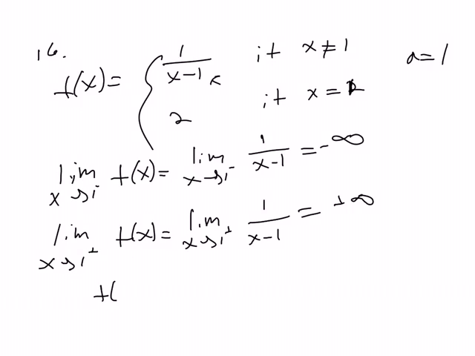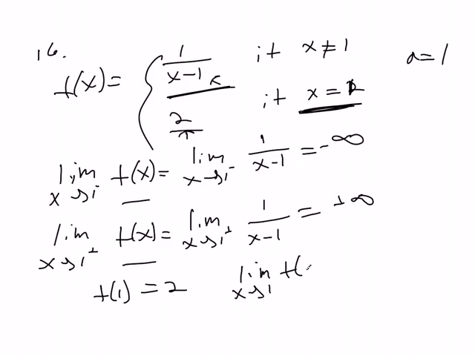But f of 1 is equal to 2, because when x is 1, we just choose 2. In the two previous cases, x was not equal to 1, so we're using the other part of the function. So we don't have that the limit as x goes to 1 of f of x is equal to 2, right? This is not true, so we have a discontinuity. That is problem 16.